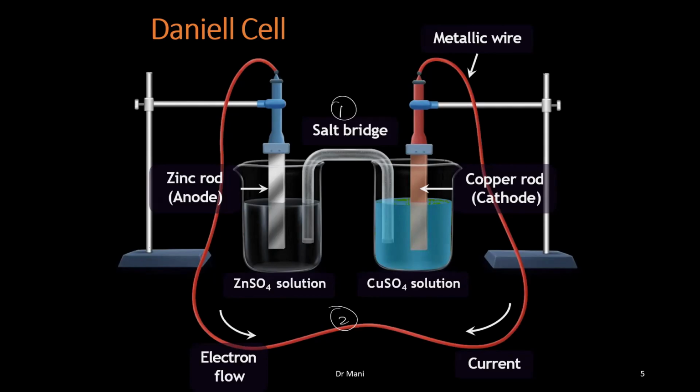So if I ask, how are the two solutions connected? What is the answer? By what? Salt bridge and metallic wires? Only the salt bridge. I'm asking how the two solutions are connected, that means how the electrolyte is connected. That only happens by the salt bridge. If my question is, how are the electrodes connected? What is the answer? Metallic wire. Yes, it is a metallic wire. Understood?